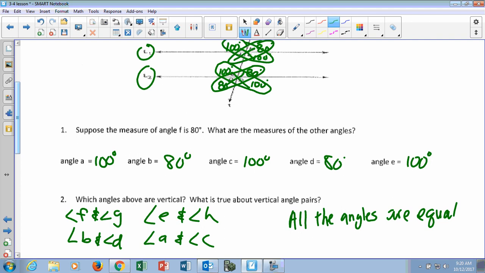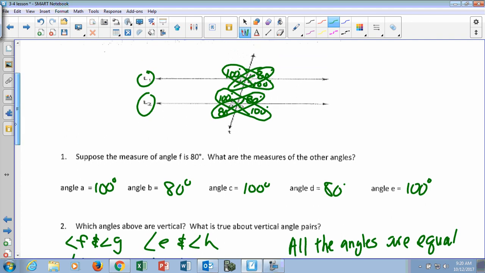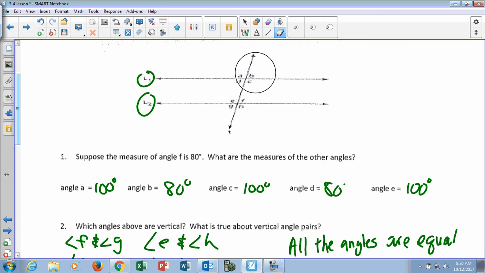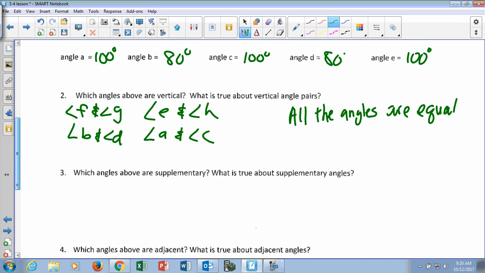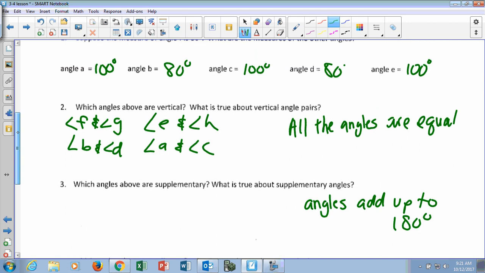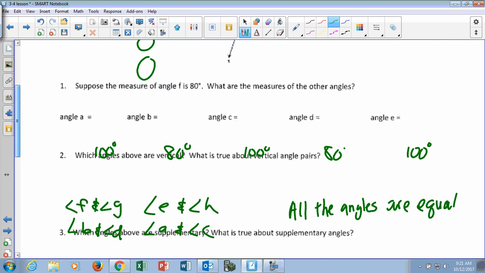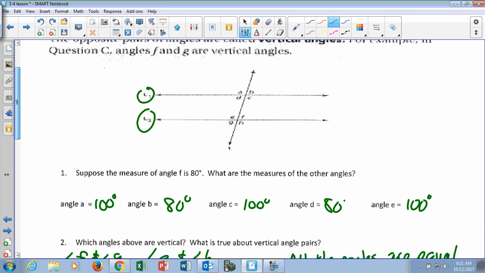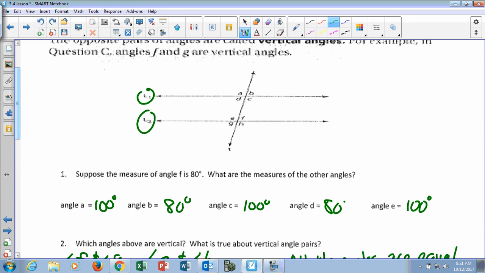Okay, good. All right, let me erase this because we got this kind of busy now. The next question says, which angles above are supplementary? And we already know what's true about supplementary, right? Yep. The angles add up to 180 degrees. So looking up above at the picture, which angles are supplementary? That means, again, when you add them together, they give you 180.